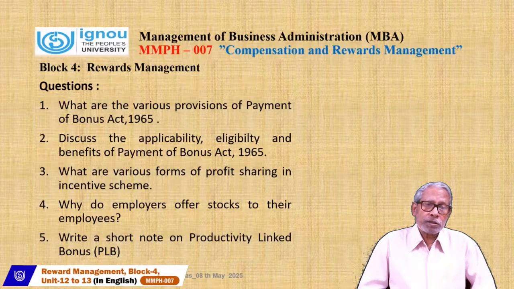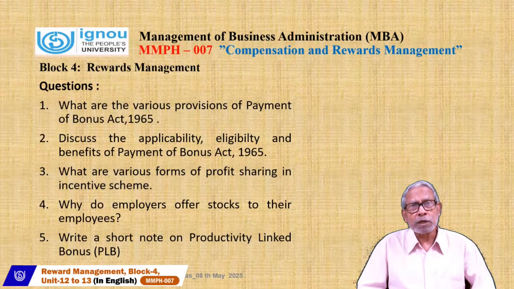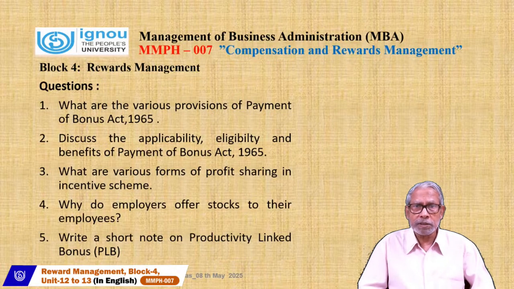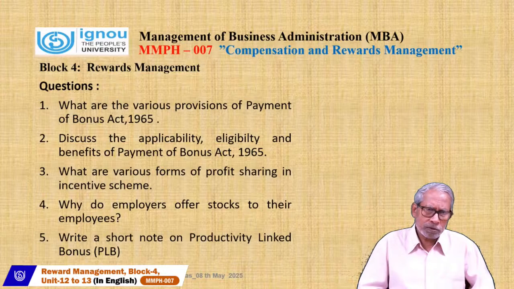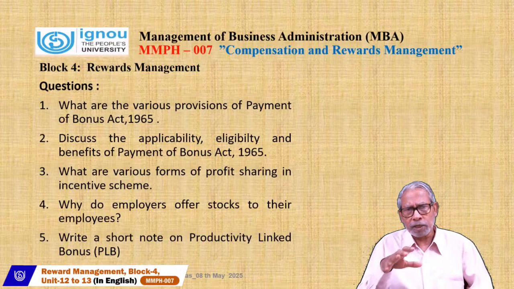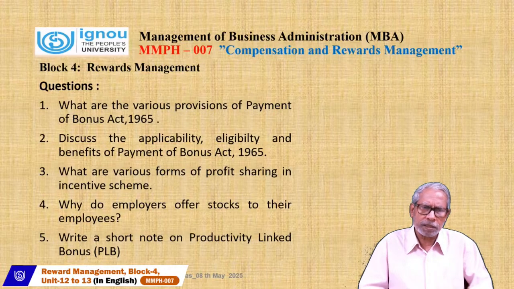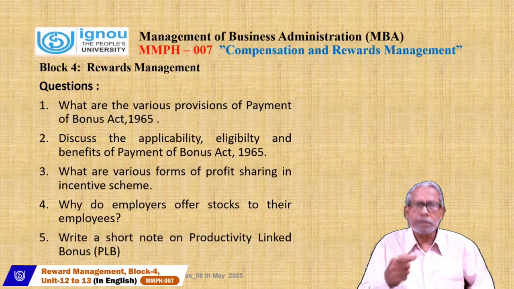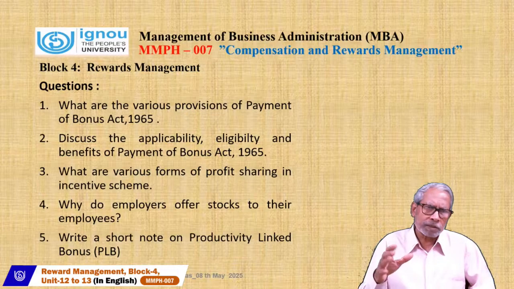Then the question is, write a short note on productivity linked bonus. This is also very, very important because most companies give the bonus based on productivity. Throughout the particular accounting year, how much profit they have made. Based on this, they have to calculate overall, individually and company-wise, at different levels, and decide the things. Some companies give incentives every month, and annually they give maybe 2% or 3%, whatever the amount.